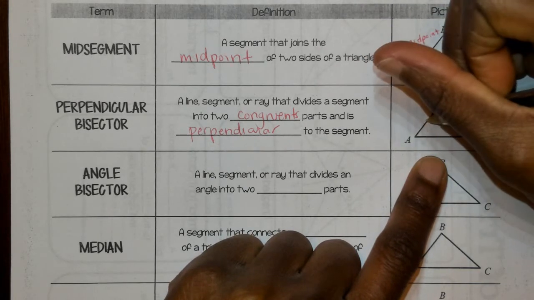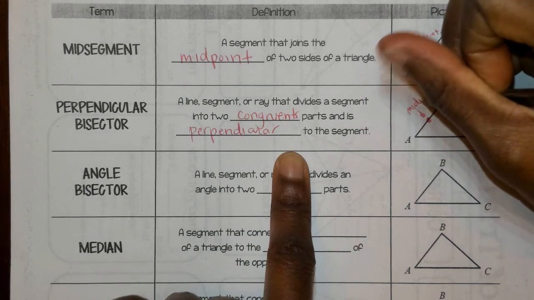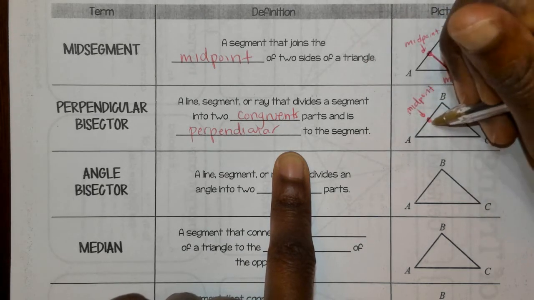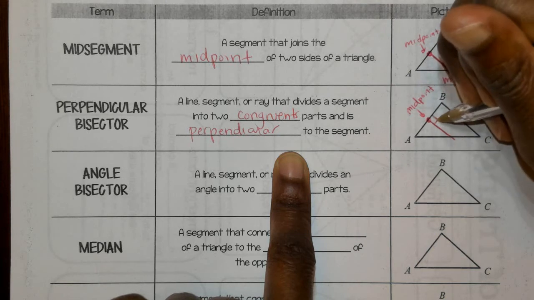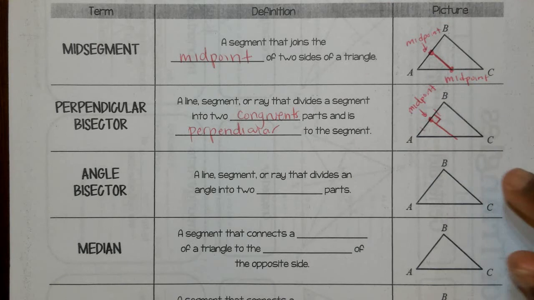So I can divide this segment if I want into two congruent parts, which means I'm really identifying a midpoint. And then I want a segment perpendicular to that. So it's going to make a right angle from that point. So that would be a perpendicular bisector.